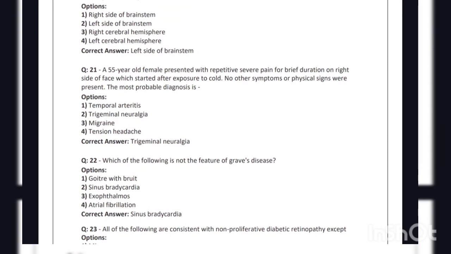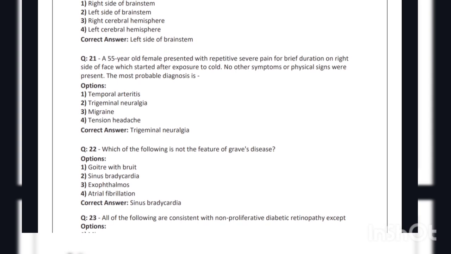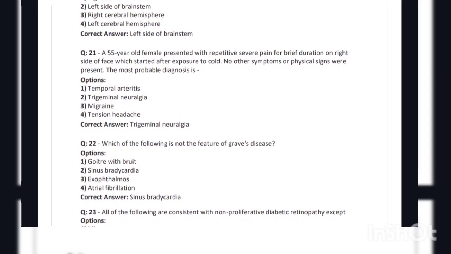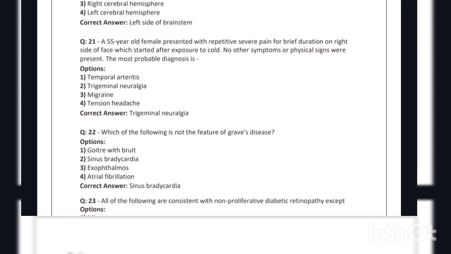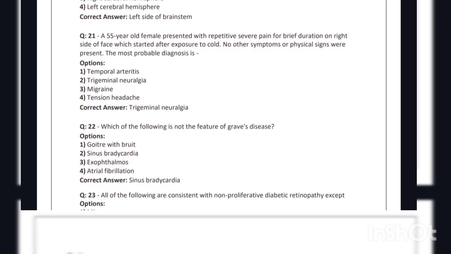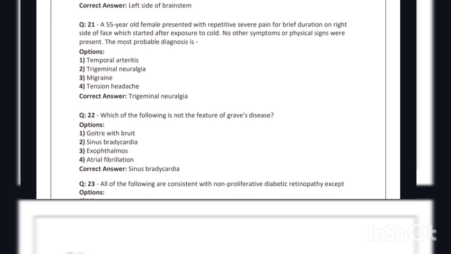Question number 21. A 55-year-old female presented with repetitive severe pain for brief duration on right side of face, which started after exposure to cold. No other symptoms or physical signs were present. The most probable diagnosis is trigeminal neuralgia.